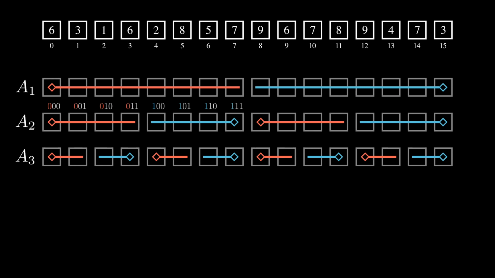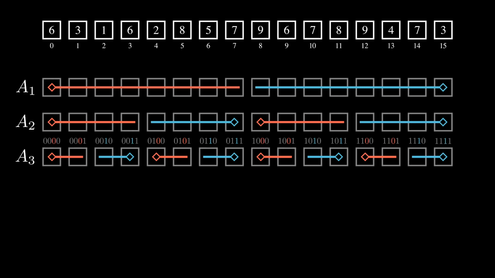This implies that for A2 to be valid, the first bit of L and R must be the same, and the second bit must be different. Looking at a partition of level 3, we observe a similar pattern. The first 2 bits are the same, and the third bits differ between the left and the right half.